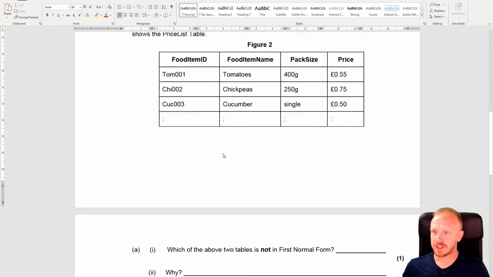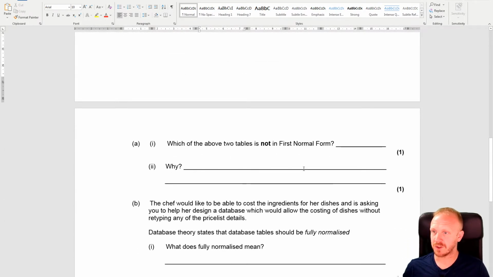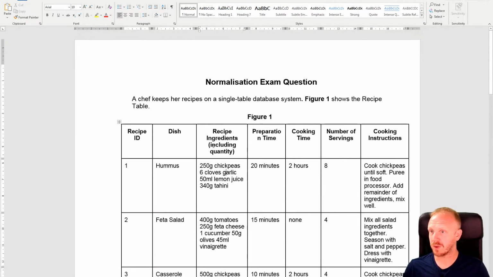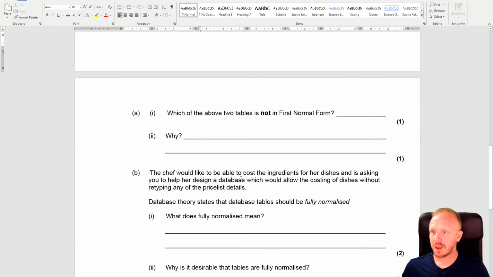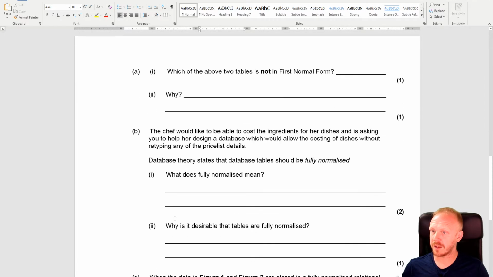So the next question then says, why is it not in first normal form? Because the recipe ingredients contains groups of repeated attributes. The chef would like to be able to cost the ingredients for her dishes and is asking you to help her design a database which would allow the costing of dishes without retyping any of the price list details. Database theory states that database tables should be fully normalized. What does fully normalized mean, and why is it desirable that tables are fully normalized?